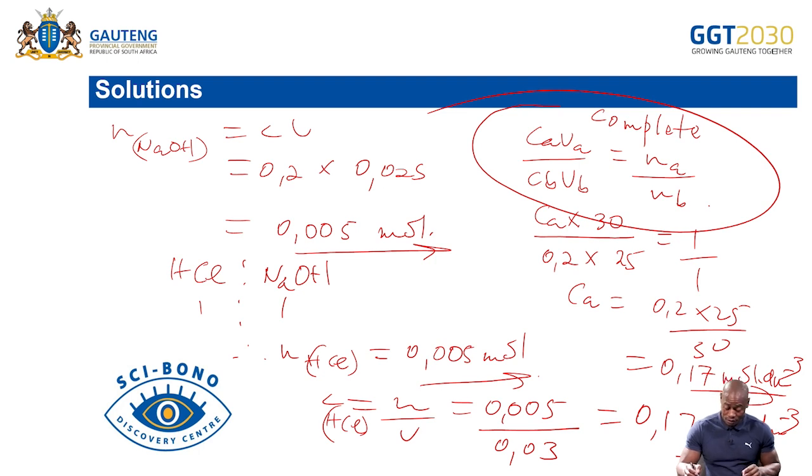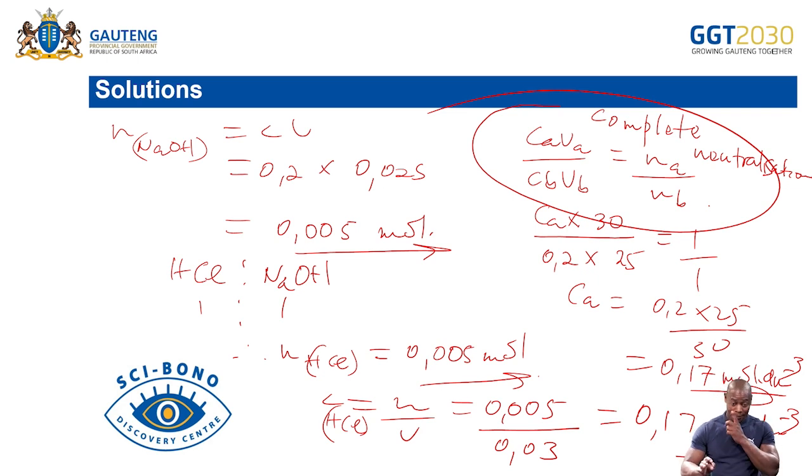Or sometimes they will say the end point has been passed, which means that you can't use this equation. So we use it if there is complete neutralization. Please be careful. Don't just use it because you see it's a reaction or a titration of an acid and a base, then just say CAVA over CBVB equals NA over NB. We use that equation if there's complete neutralization: an acid has completely reacted with a base, and a base has completely reacted with an acid.